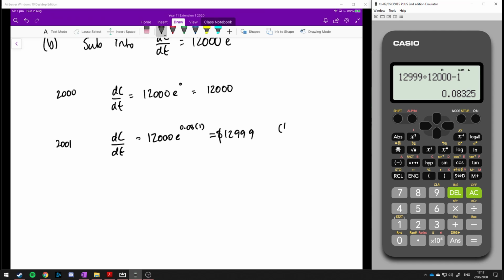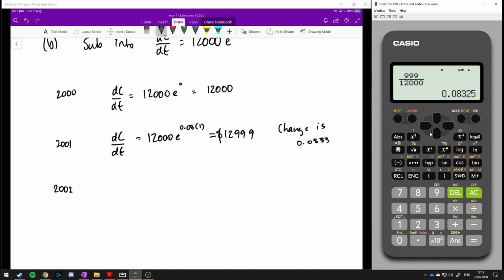Yeah, so the change is 0.0833. Now, the reason why I subtracted 1 is because we're actually looking for the change. So the change is actually, it changes by $999, and we do that over the original amount, which gives us the same value there. So the way I did it, I just said I subtracted 1 from it. Okay, so that was for 2001.